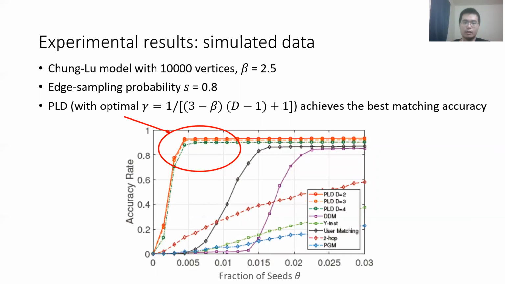For our experiments on synthetic data, we still use the graphs generated according to the channel model. In this figure, the x-axis is the fraction of seeds theta. The y-axis is the matching accuracy. Each curve in this figure shows how the performance for different algorithms is. We can see that our PLD algorithm with optimal gamma and different d achieves similar performance, and it significantly outperforms all other algorithms.